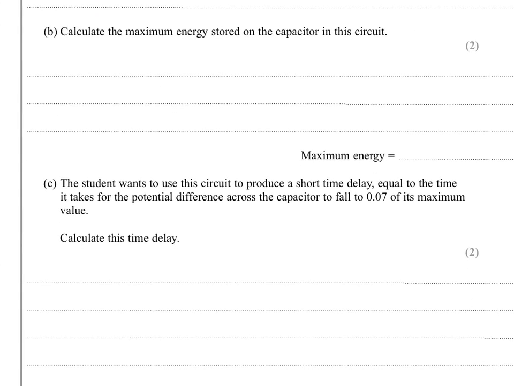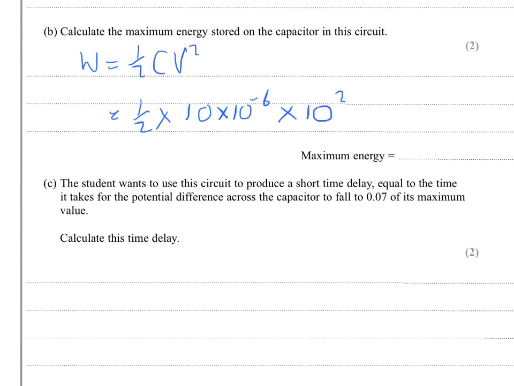Okay, calculate the maximum energy stored in this circuit. Okay, so we know the capacitance, we know the voltage, so the easiest one to use here is half CV squared. So you've got a half times 10 microfarads times 10 volts squared. And that's going to work out a half times 10 to the minus 3 if you combine all those 10s. So it's like 5 times 10 to the minus 4. And that's in joules, obviously.